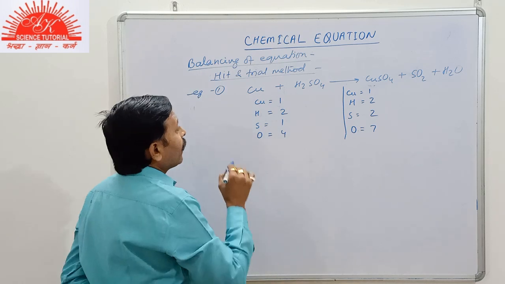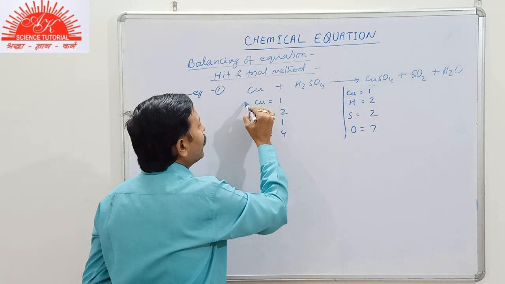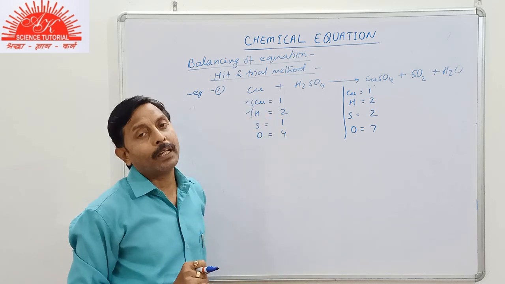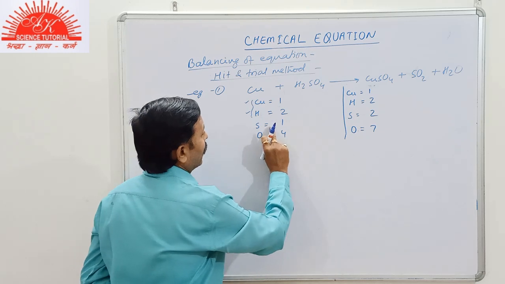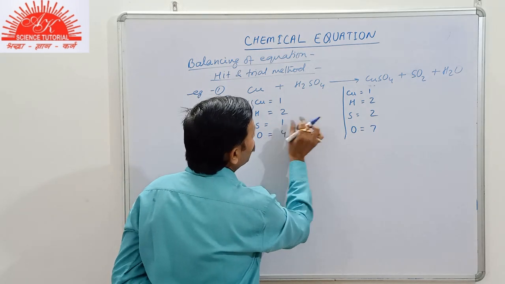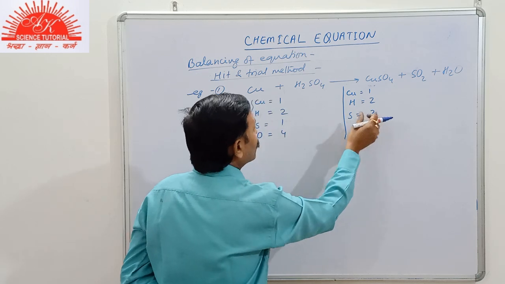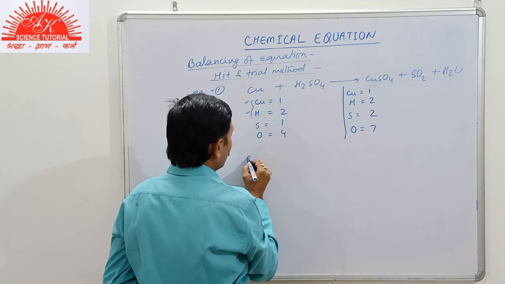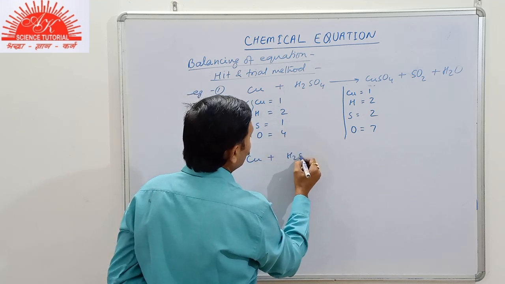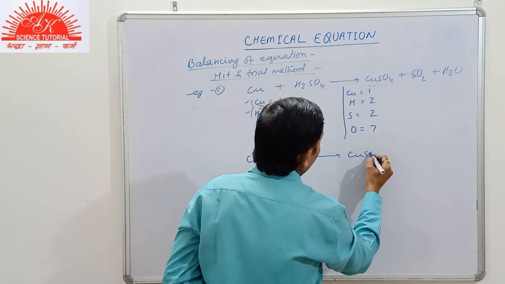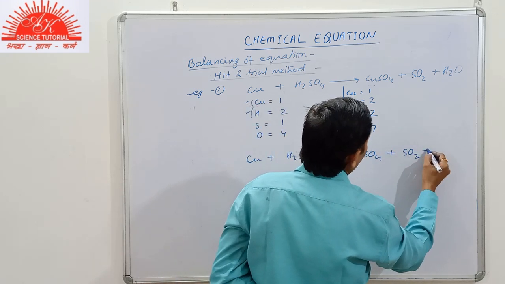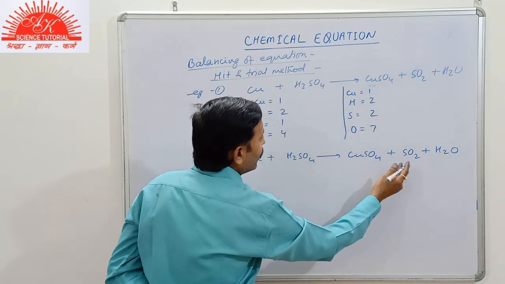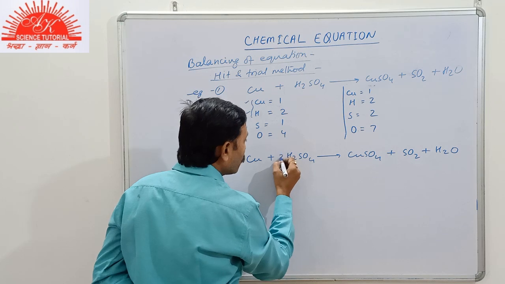Now you see, the number of atoms of copper and hydrogen are the same on both sides, so they do not need to be balanced. But sulfur on this side is 1 and on this side it is 2, so it should be balanced. We can write 2 here. So Cu plus H2SO4 gives CuSO4 plus SO2 plus H2O. First of all, balance this one: on this side there are 2 sulfur, on this side there is 1 sulfur, so put 2 here.